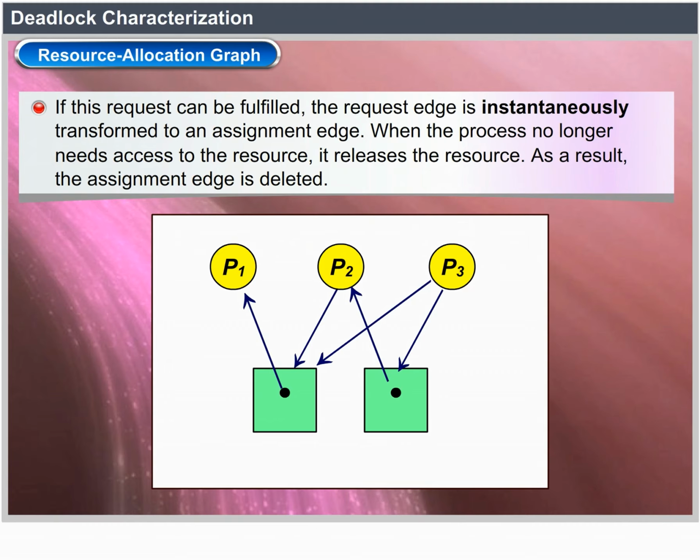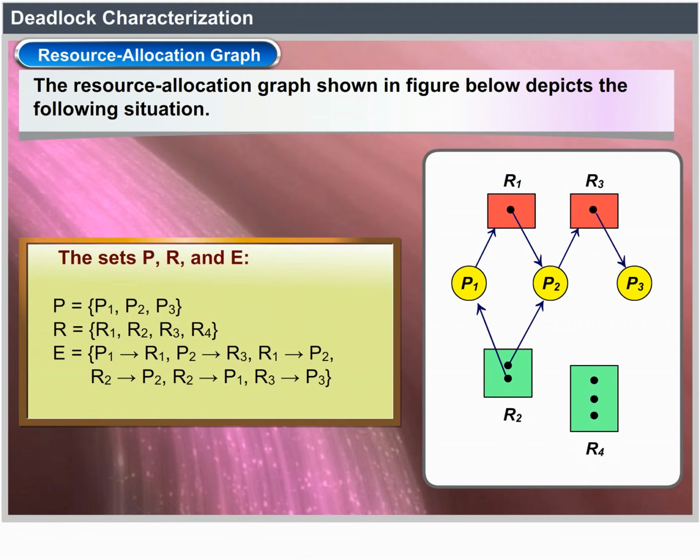When the process no longer needs access to the resource, it releases the resource. As a result, the assignment edge is deleted. The resource allocation graph shown in the figure below depicts the following situation. The sets P, R, and E. P equals {P1, P2, P3}. R equals {R1, R2, R3, R4}.